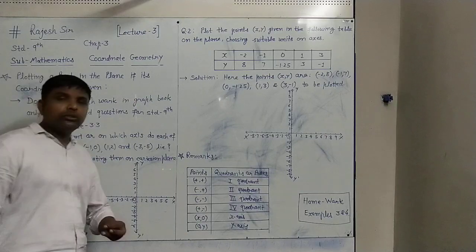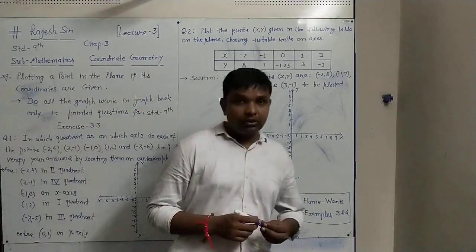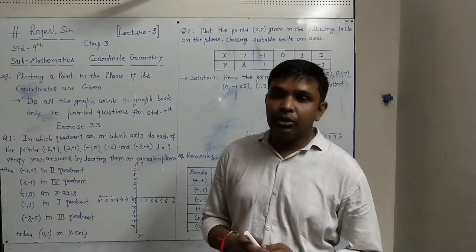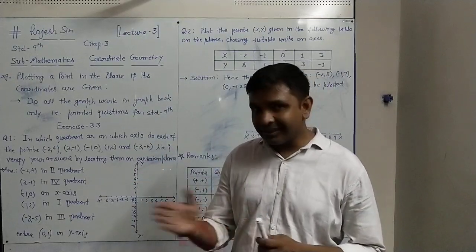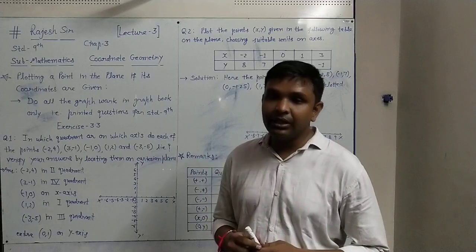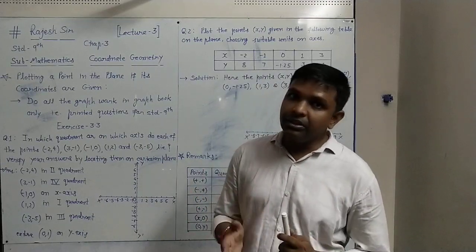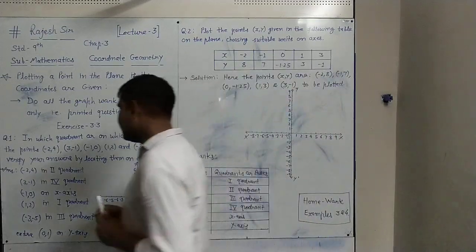And we have also seen the rules for the coordinates of points. We plot the x coordinate first, and the x coordinate shows the distance from the y-axis. In the last lecture we saw this, and then we see the y coordinate. The y coordinate is the distance from the x-axis. That way we will understand.